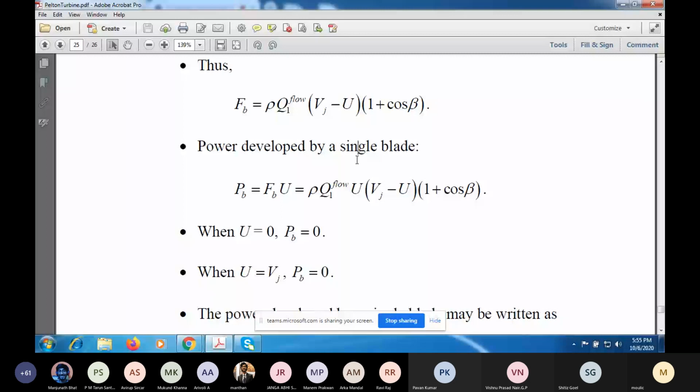But today, let me just say that the water which is coming out of the nozzle may simultaneously strike more than one blade. So therefore, the power developed by the turbine will be more than the power developed by a single blade. So what will happen is that we'll have a similar expression, but instead of Q1, it will be the total flow rate coming out of the nozzle, which will be Vj times Aj. In which case it will be a quadratic. But here, if you look at the power developed by a single blade, it will be a cubic.